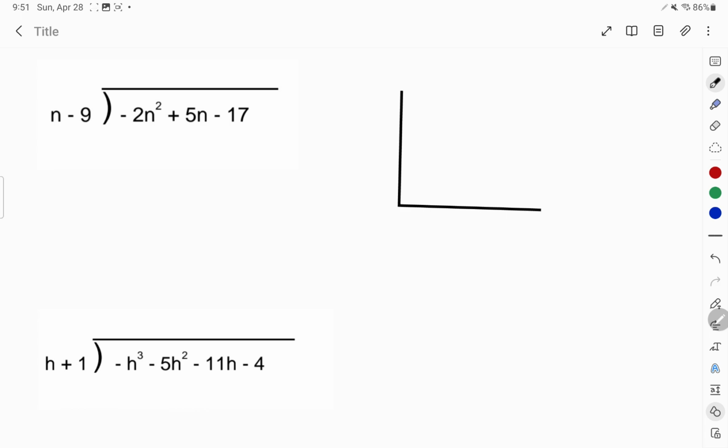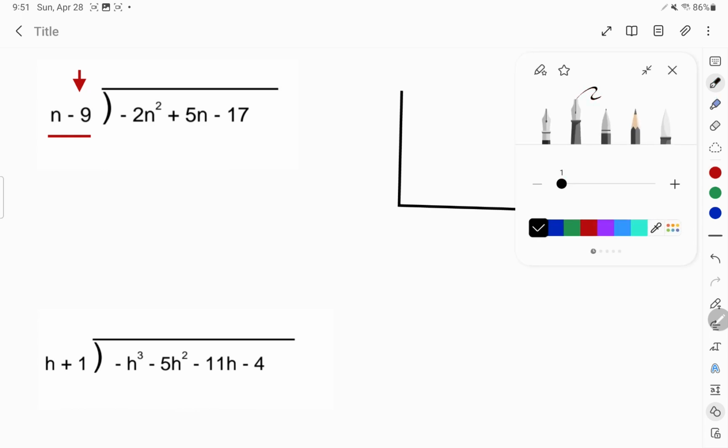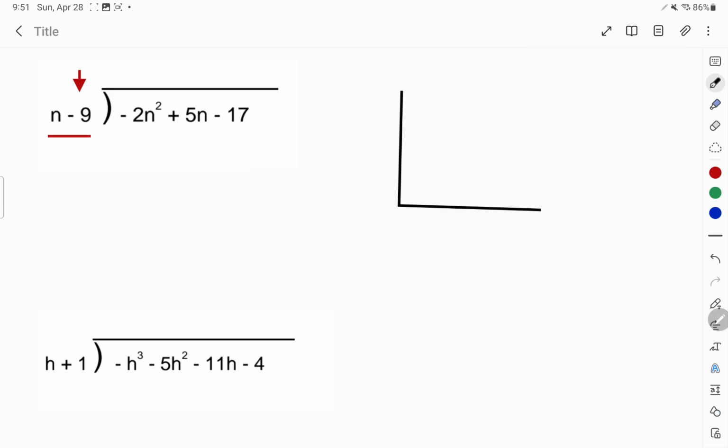Now I'm gonna be putting something inside and something on the outside. I'm gonna start with the binomial here, and I'm actually gonna use it in order to figure out what's gonna go outside. I'm gonna be looking at the number that they gave us right here, and that number is going to be placed on the outside, but the opposite of whatever it is. So we're going to change the sign. Instead of having a negative 9 on the outside, we're going to have a positive 9.